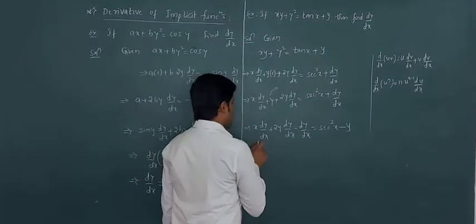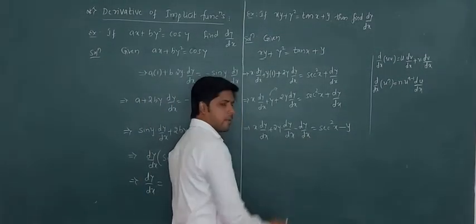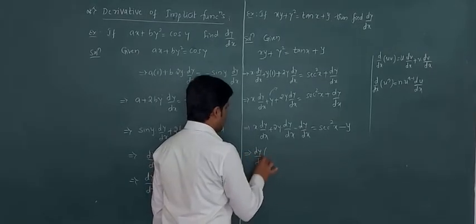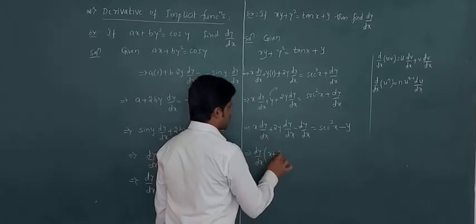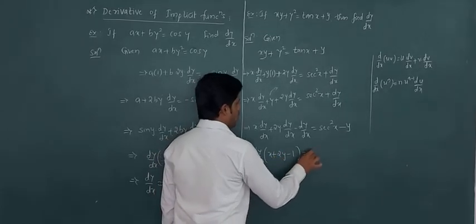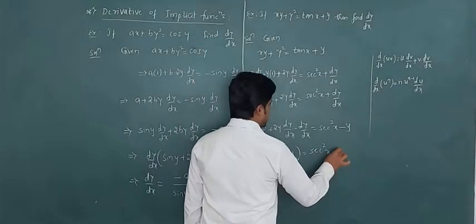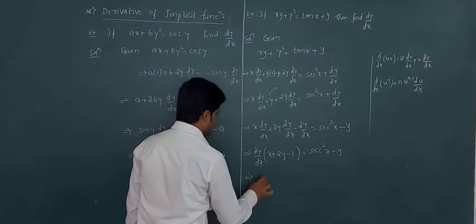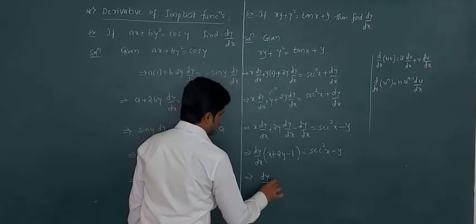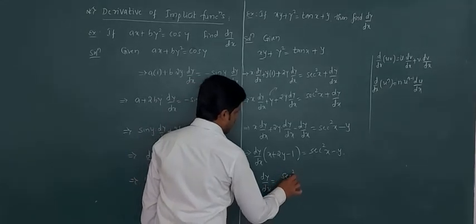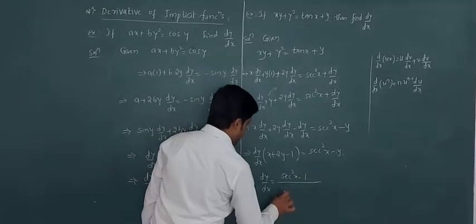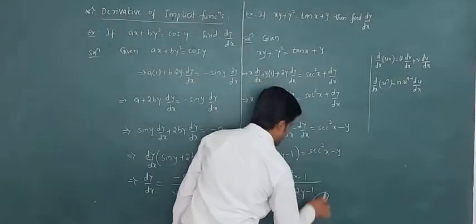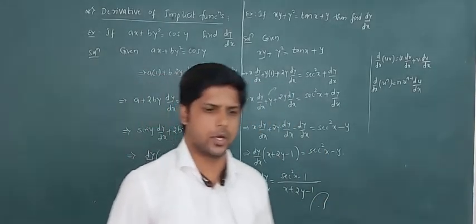So here in the LHS dy by dx is common. Take it outside. We get dy by dx into (x plus 2y minus 1) is equal to secant square x minus y. That's all for dy by dx. We get dy by dx is equal to (secant square x minus y) divided by (x plus 2y minus 1), which is our required solution. Note it down.